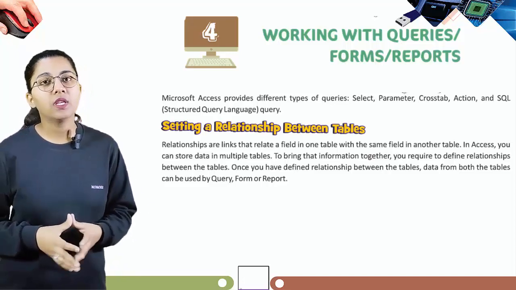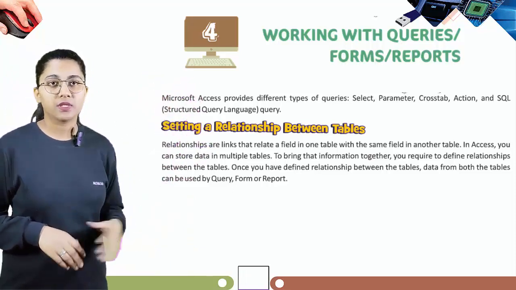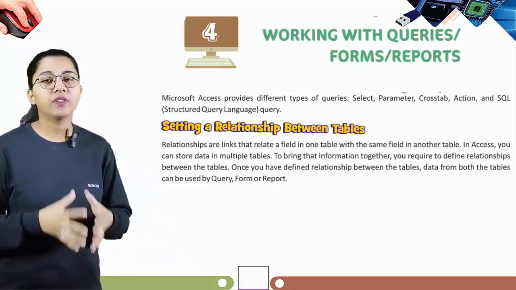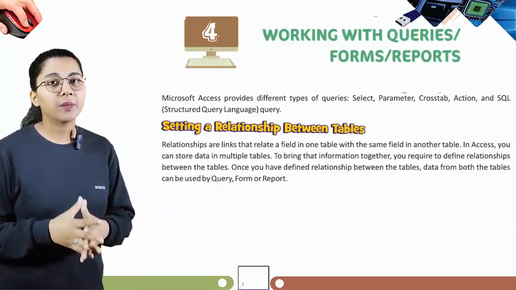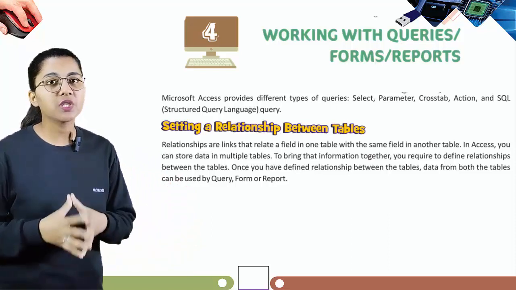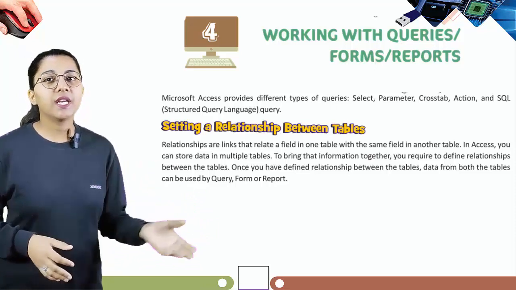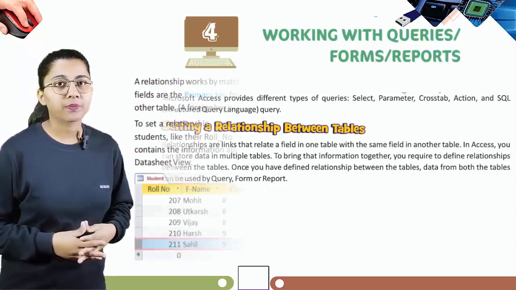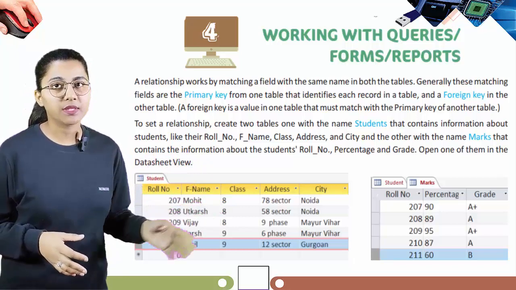Query. Now let's start our new topic, that is setting a relationship between tables. Relationships are links that relate a field in one table with the same field in another table. In Access, you can store data in multiple tables to bring the information together. You require to define relationships between the tables. Once you have defined a relationship between the tables, data from both tables can be used by a query, form or report. A relationship works by matching a field with the same name in both tables.